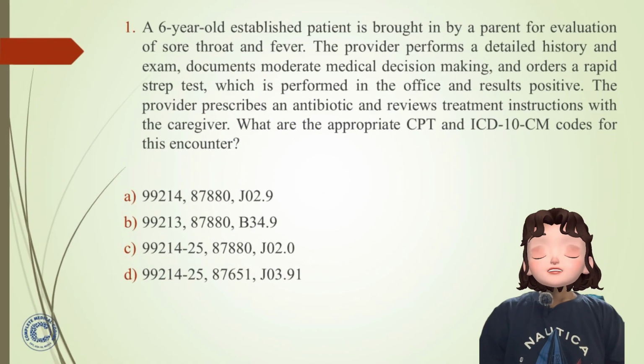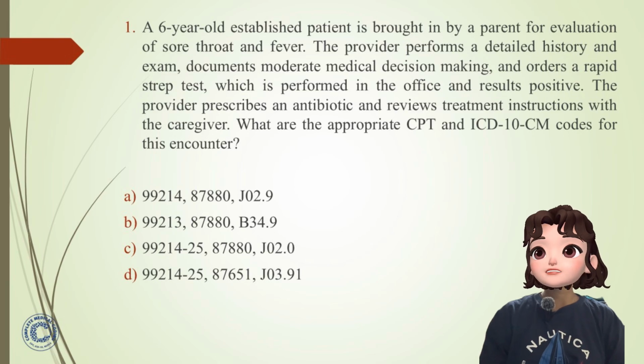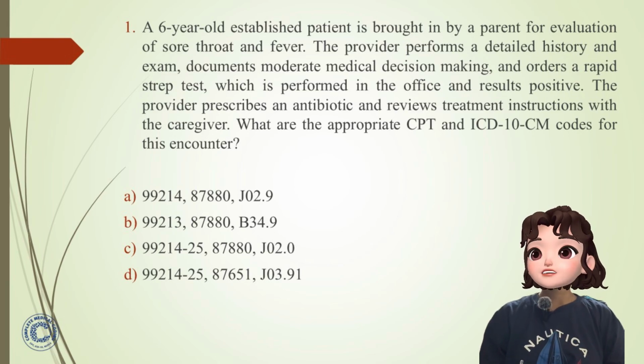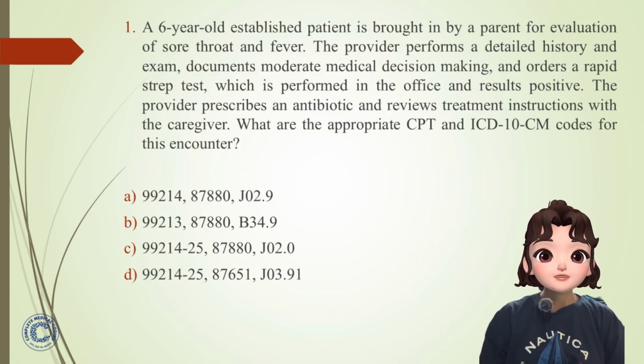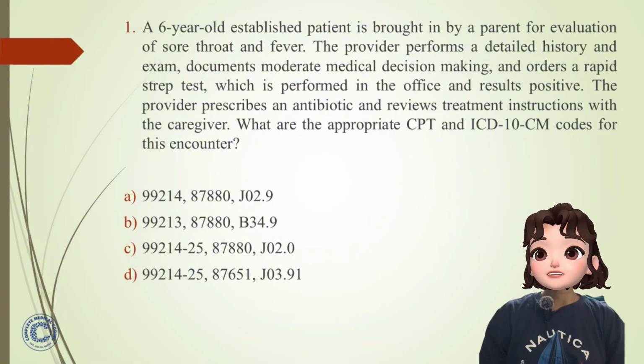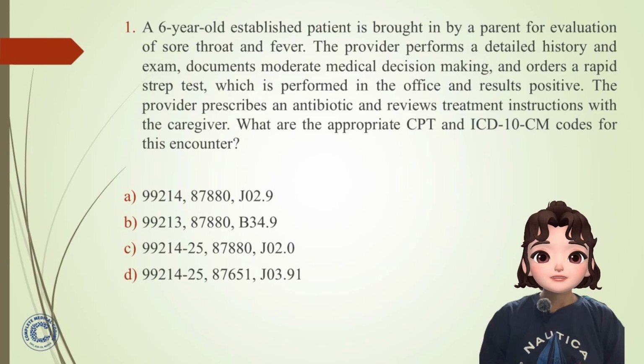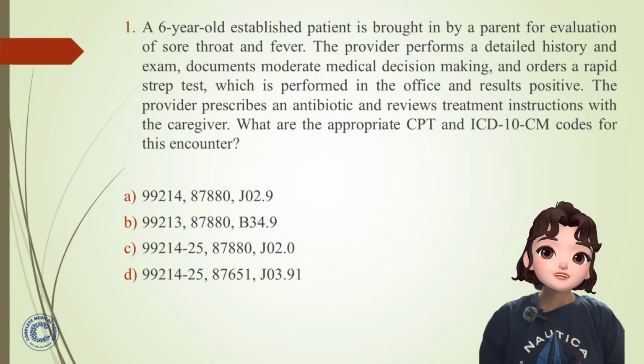Okay, first question. A 6-year-old established patient is brought in by a parent for evaluation of sore throat and fever. The provider performs a detailed history and exam, documents moderate medical decision making, and orders a rapid streptococcus test, which is performed in the office and results positive. The provider prescribes an antibiotic and reviews treatment instructions with the caregiver. What are the appropriate CPT and ICD-10-CM codes for this encounter?